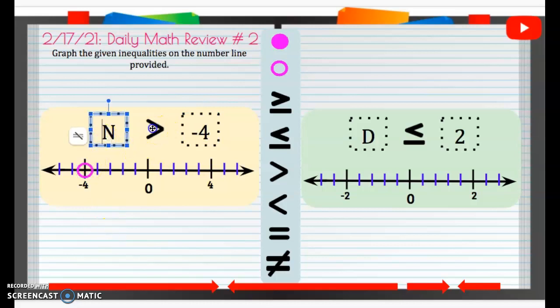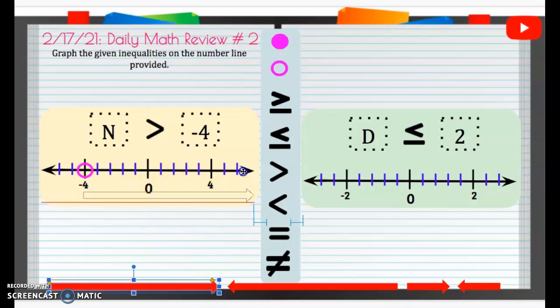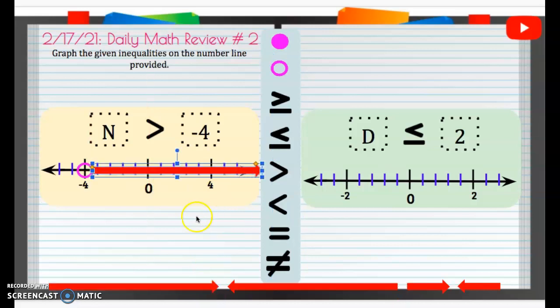And n is going to be greater than. So anything greater than -4 is going to be in the right direction. So anything greater than -4. So I'm going to take that big line arrow and I'm going to point it towards anything bigger.